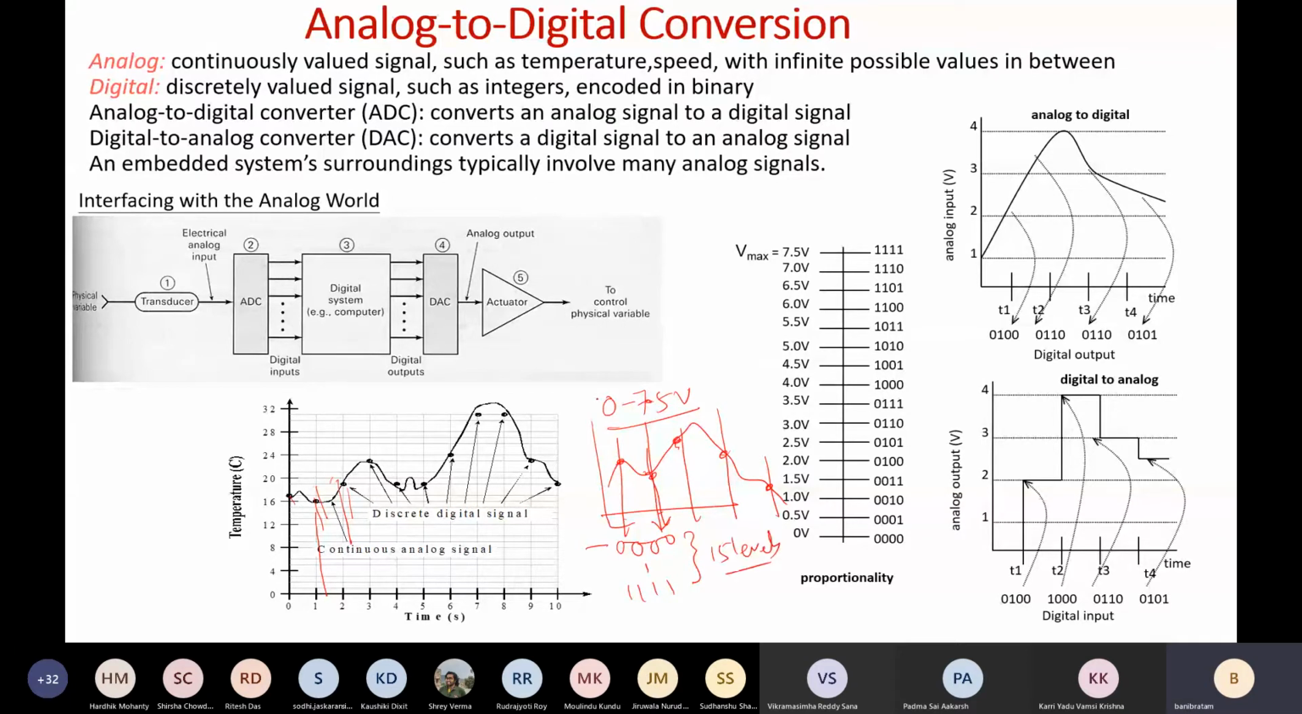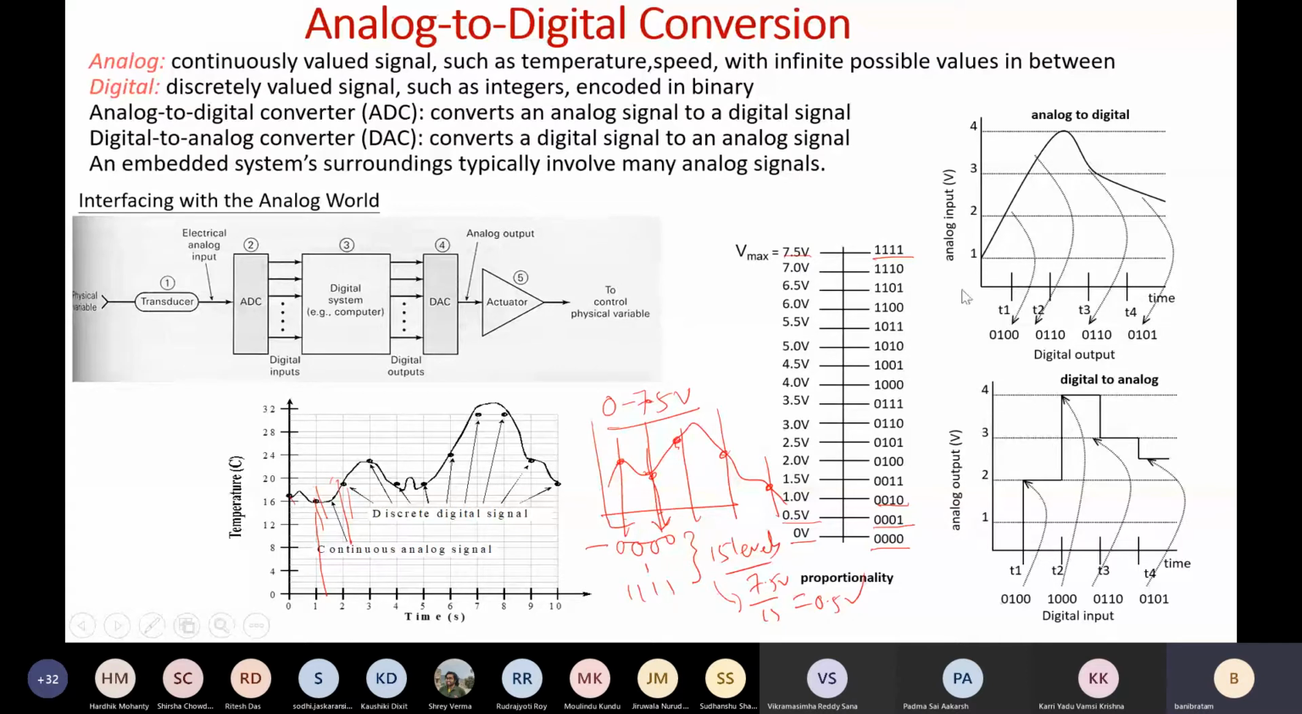15 levels, isn't it? And between 0 to 7.5 you have 7.5 volt. So each level will correspond to how much? 7.5 volt divided by 15 gives you 0.5 volt. Here you can look at this table, where 0 volt corresponds to 0000, 0.5 volt corresponds to 0001, 1 volt corresponds to 0010, and likewise 7.5 volt corresponds to 1111. In that way, I can map this analog voltage signal into the corresponding digital signal using a 4-bit representation, right?